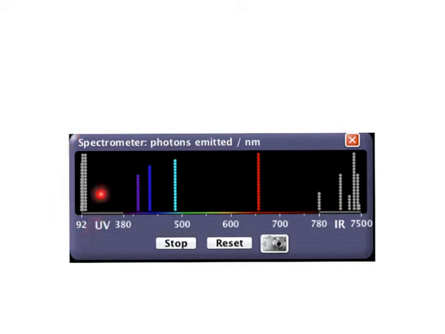Now actually some of the photons are very high energy, big jumps down, and those are in the ultraviolet range, so those are not visible. And some of the energy level jumps are actually quite small, so the energy is very low, so those photons are in the infrared. And then there are some jumps where the photons released are visible.